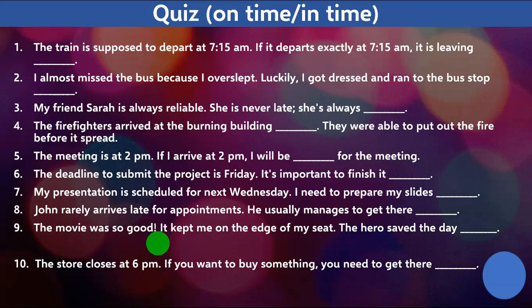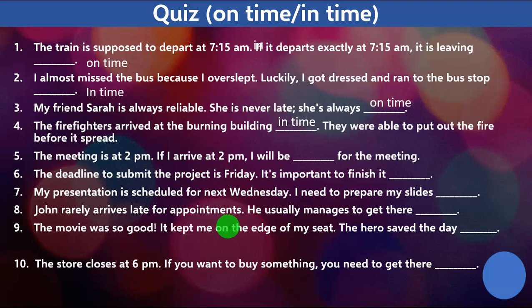Number 1, the train is supposed to depart at 7:15 a.m. If it departs exactly at 7:15 a.m., it is leaving on time, right? I almost missed the bus because I overslept. Luckily, I got dressed and ran to the bus stop in time. My friend Sarah is always reliable. She is never late. She's always on time. The firefighters arrived at the burning building in time. They were able to put out the fire before it spread.